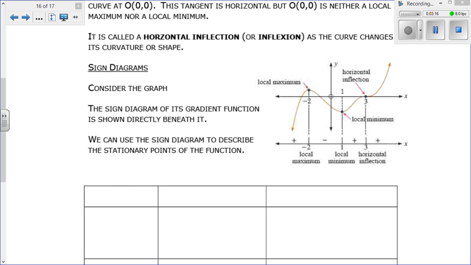Okay, so we have sign diagrams, which we've been doing, and we have to look at the graph that we have. The sign diagram of its gradient function is shown directly beneath it. We can use the sign diagram to describe the stationary points of the function. All right, we have a local maximum, a local minimum, a point of inflection, and you can see the signs on your sign diagram.